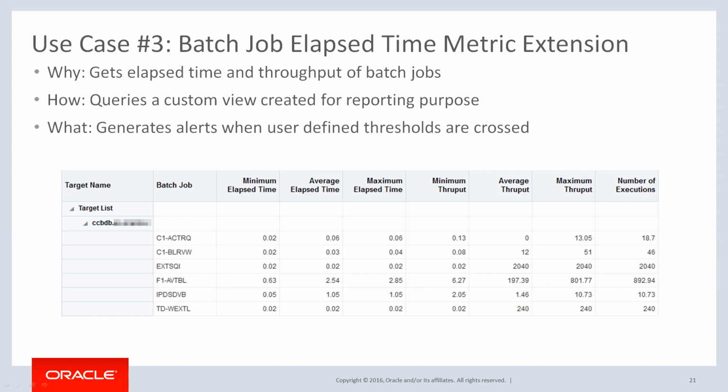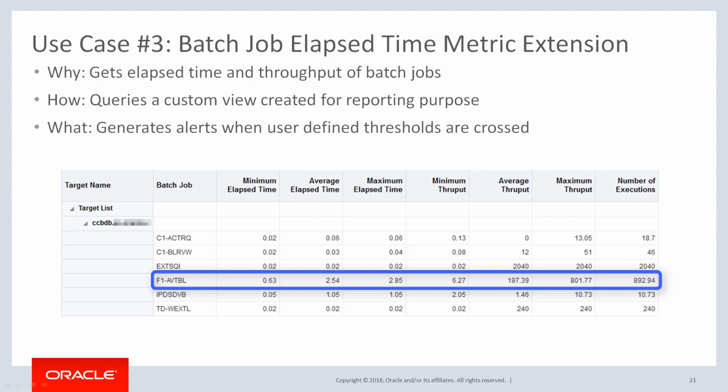The metric extension gets the minimum, average, and maximum elapsed time and throughput of each batch job running on the Oracle Utilities application framework. As with any metric, an alert is generated when the defined thresholds are crossed. In this example, an alert was triggered for the F1 batch job as the average elapsed time is unusually high.